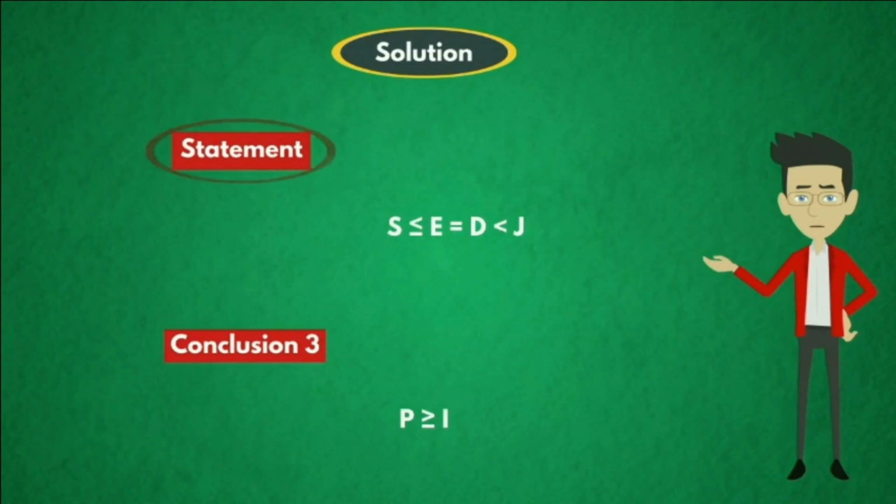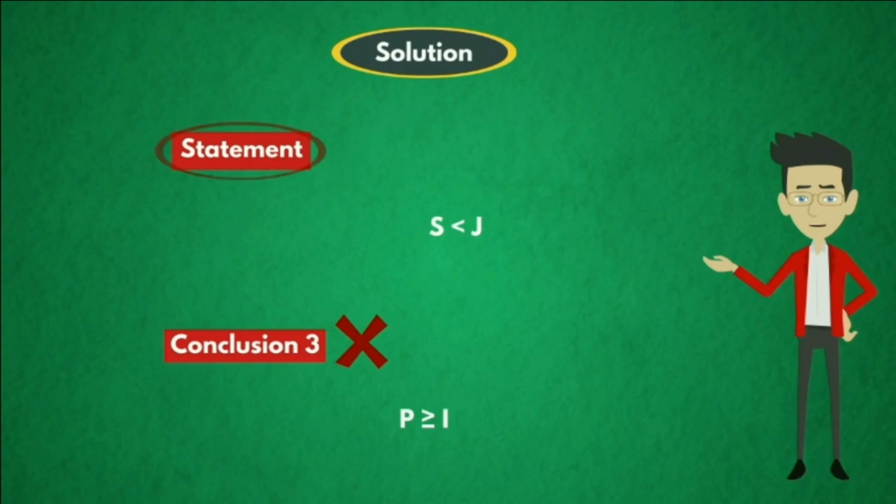So here P greater than K greater than or equal to V equal to I. We can say that P is equal to I. But in the conclusion, it is P greater than or equal to I. So conclusion 3 is false.